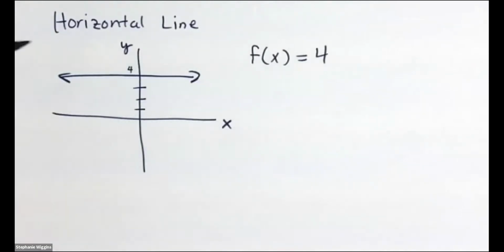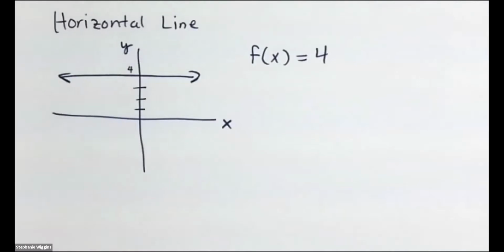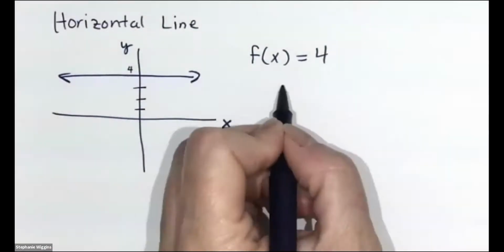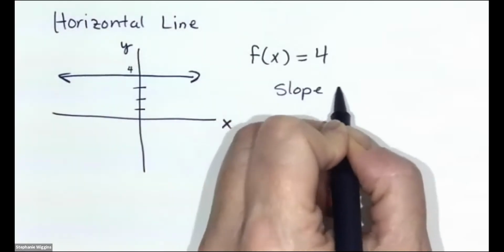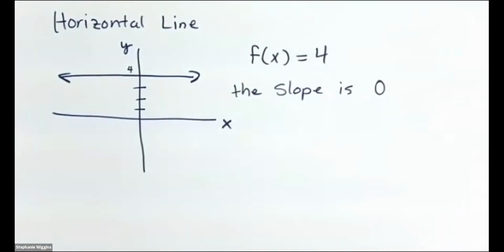It is a function. It does pass the vertical line test. You can see if I draw vertical lines, each one intersects only once. And the slope is 0.